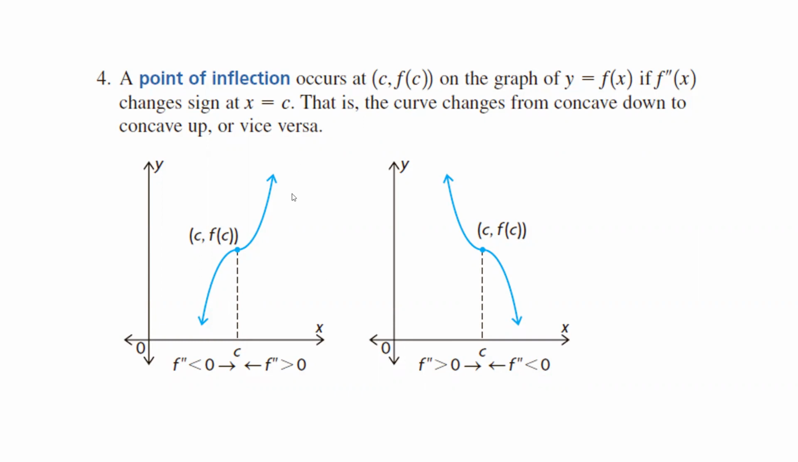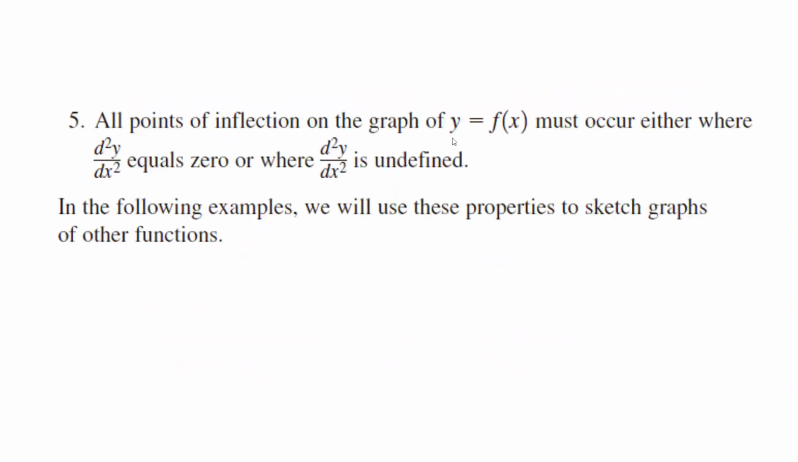We already discovered this earlier in this class, right? Yes, we discussed that before. So let's move on. Statement number 5: all points of inflection on the graph of y equals f of x must occur either where the second derivative equals 0 or the second derivative is undefined. Again, for critical points, the first derivative equals 0 or is undefined, and now the second derivative equals 0 or is undefined.